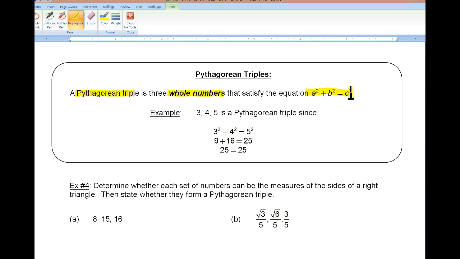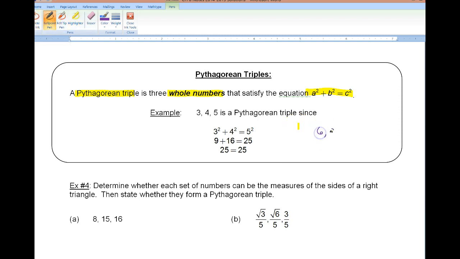But then we did one with fractions where it was 4 sevenths, 3 sevenths, and 5 sevenths. It's a right triangle, but it's not necessarily a Pythagorean triple because it's a fraction. They have to be whole numbers. Can anyone think of any other Pythagorean triples that maybe you've seen? So a 3, 4, 5 triangle is one of the most popular. So we just said 6, 8, 10.